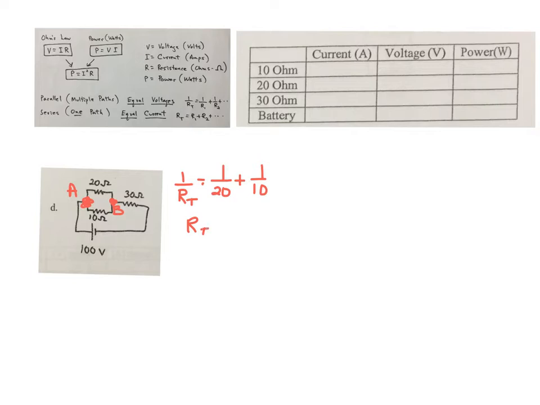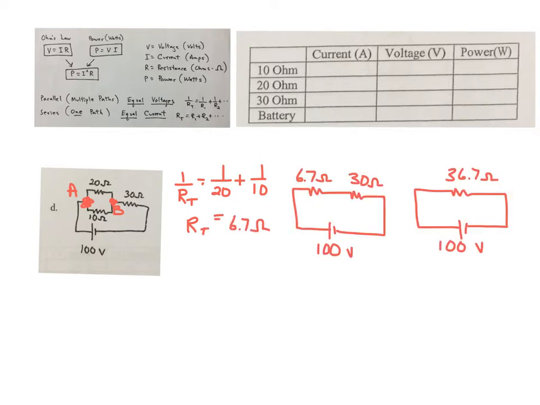I'm going to do the calculation there and then draw these diagrams. When I did the calculation, we end up with 6.7 ohms of resistance when you combine the two parallel 20 and 10 ohm resistors. So I drew the new diagram, 6.7 replacing the 20 and the 10. And now I see that these two are in series, the 30 and the 6.7. Combined, just add them, 30 plus 6.7 is 36.7. So the final diagram looks like this: 100 volt battery, 36.7 ohm resistor.